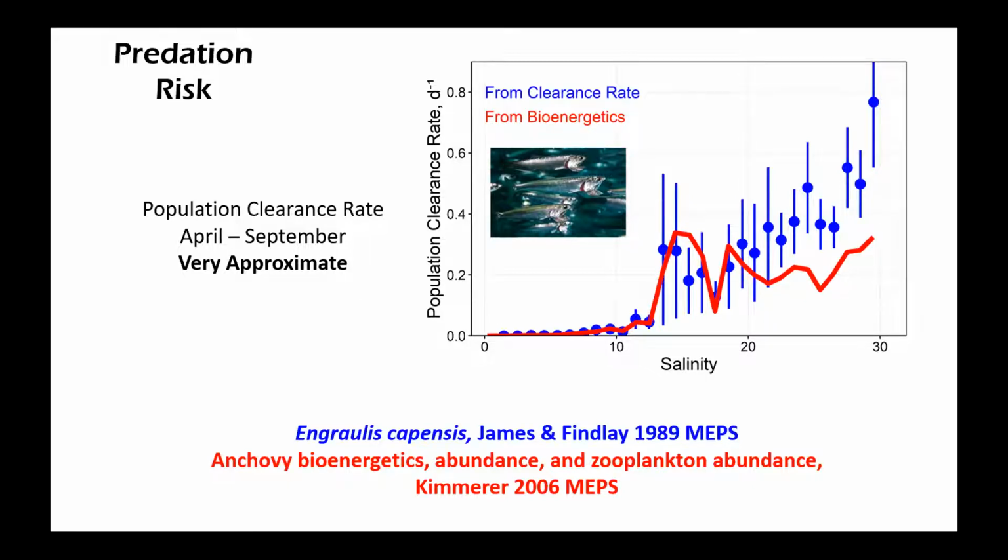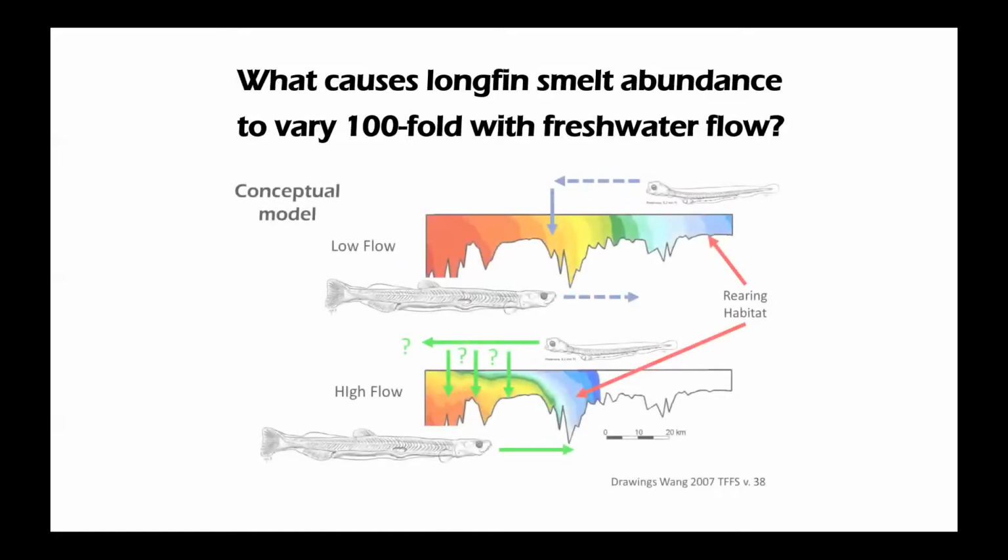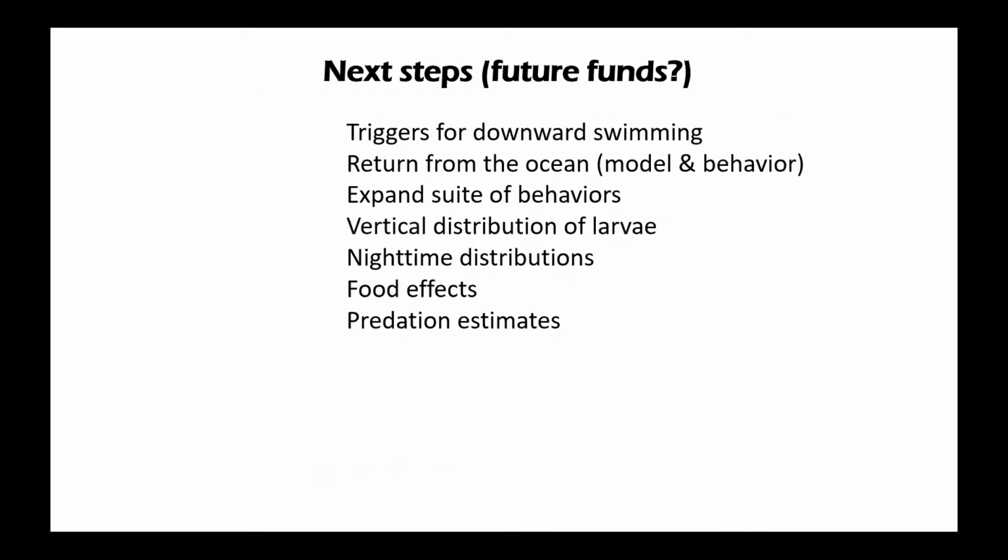So what causes longfin smelt abundance to vary 100-fold with freshwater flow? I think it's our conceptual model. And as I said, it's a work in progress. We have a lot of things to do, I hope, for future funds, like figuring out the triggers for downward swimming, more details about how they've returned from oceanic salinities.